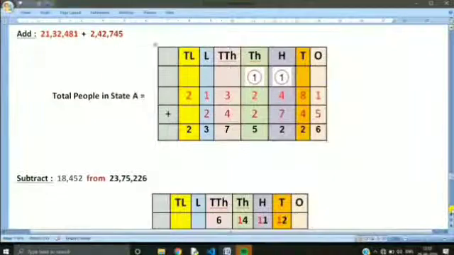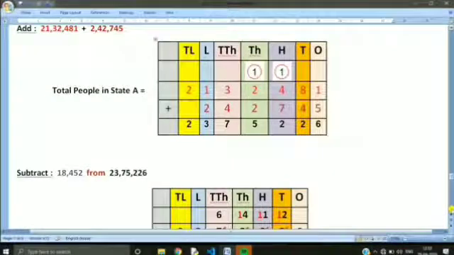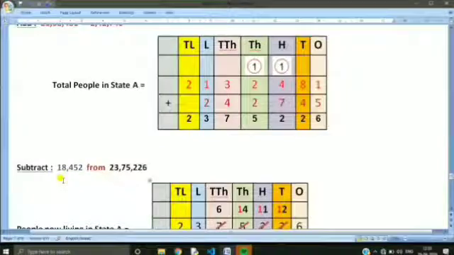As per our question, now we will have the subtraction part. As we have seen, 18,452 people moved from state A to state C. So people will be fewer in state A. So here we will form the calculation. We will find the calculation by doing the subtraction. So subtract 18,452 from 23,75,226. Here we will do the subtraction.